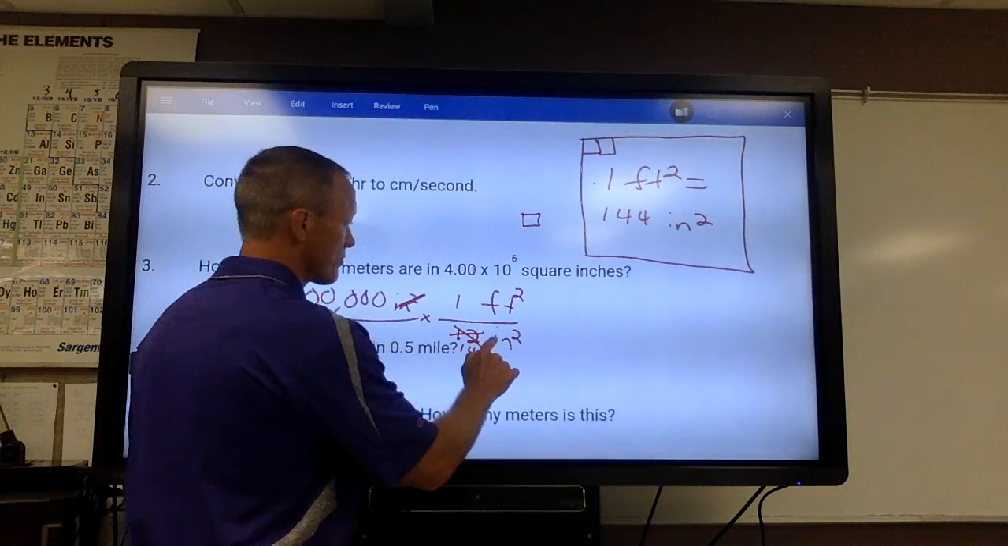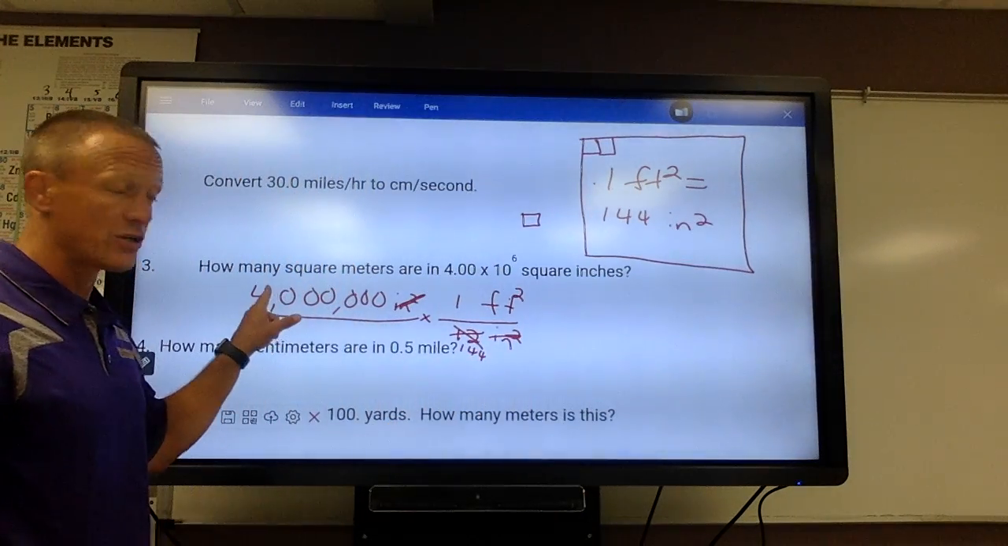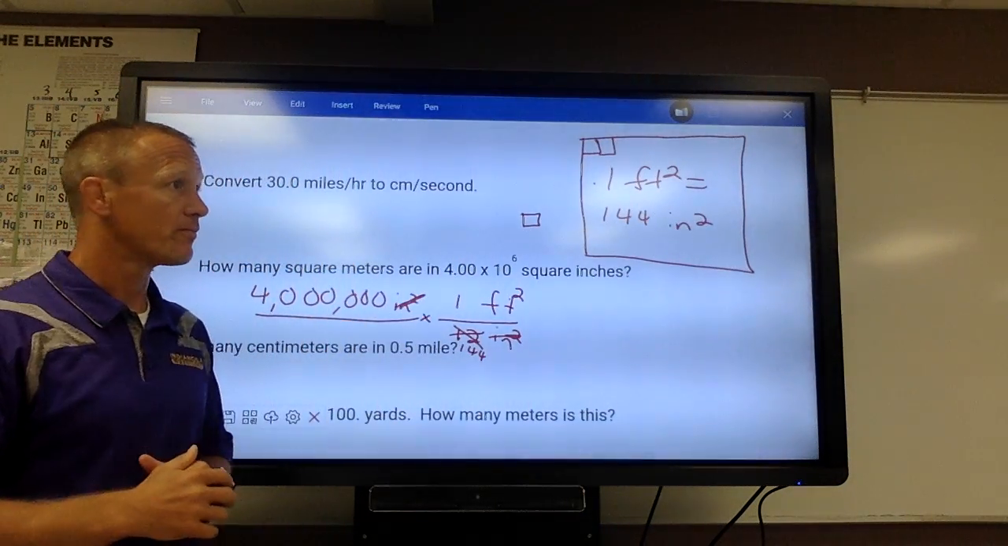So now my labels cancel. 144 is in the bottom. I do not need to square this number, because they've already multiplied 2 things to get that area.